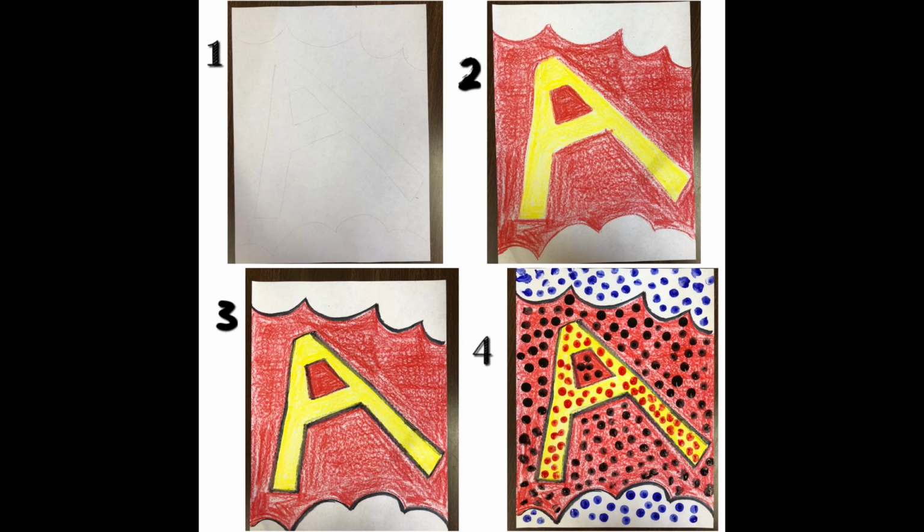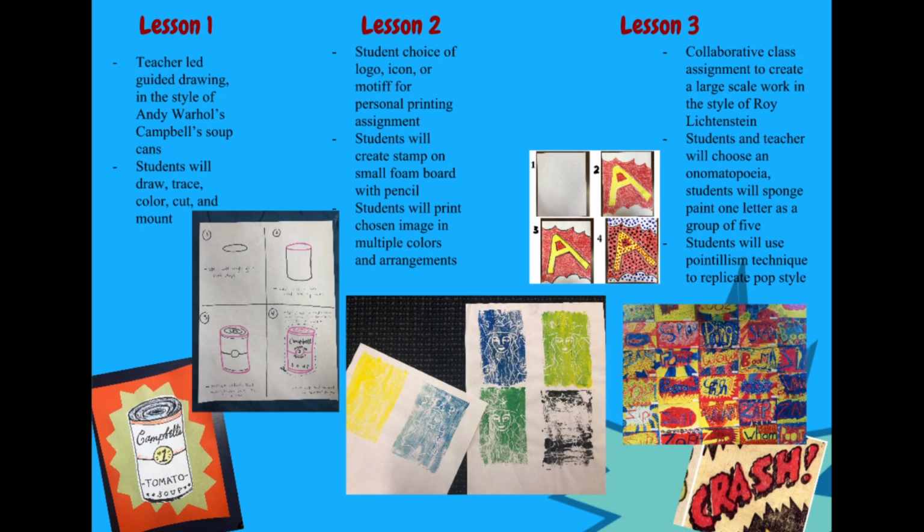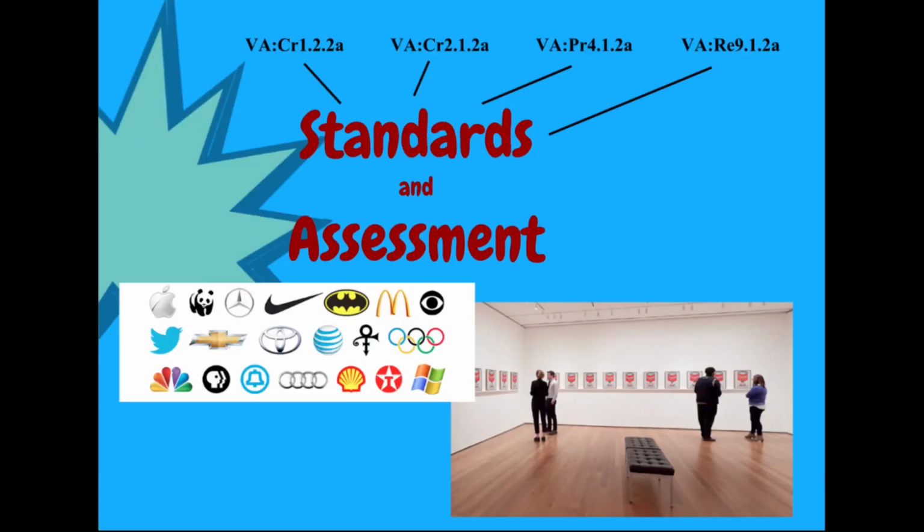Because it would be a large work, and the papers I have are probably 2 feet by 3 feet, that's a lot for one student, especially a second grader, to tackle independently. So instead they would work in a group of about 5 on one letter together, and then when we put them all together, it would spell out the word and have that pop art style that Lichtenstein used in his work.